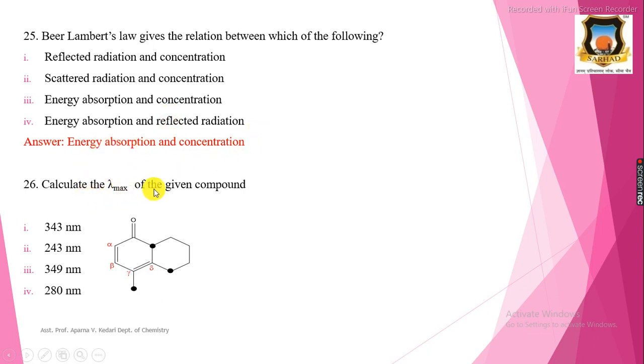Then calculate the lambda max of the given compound. This is the compound. Already I have given here alpha, beta, gamma and delta, and also the substituents.